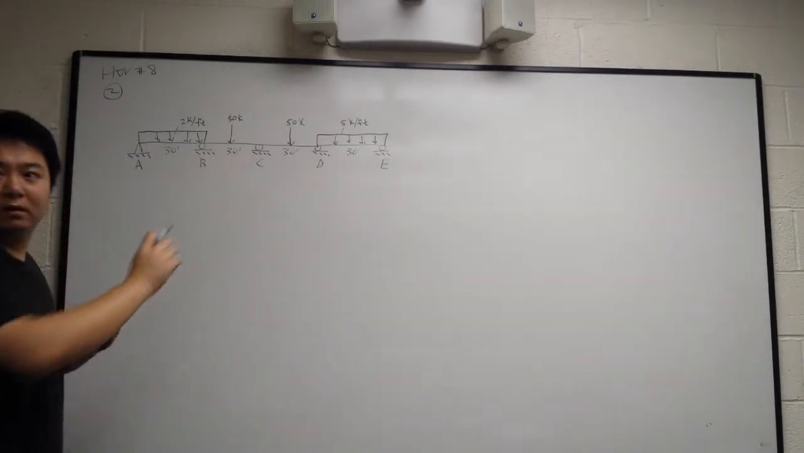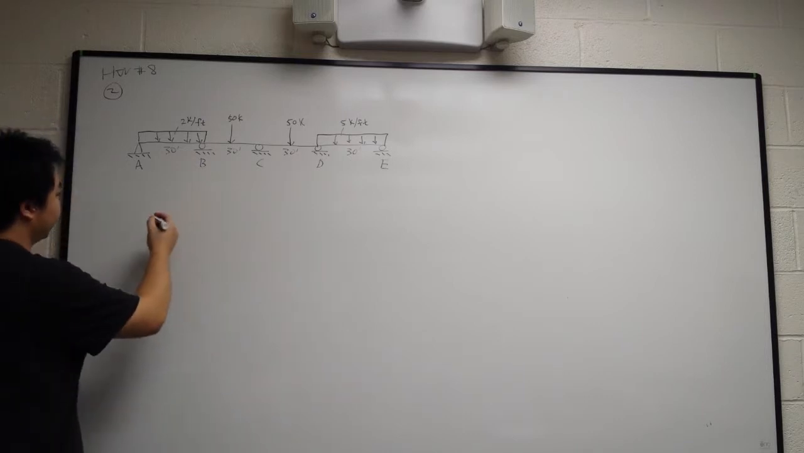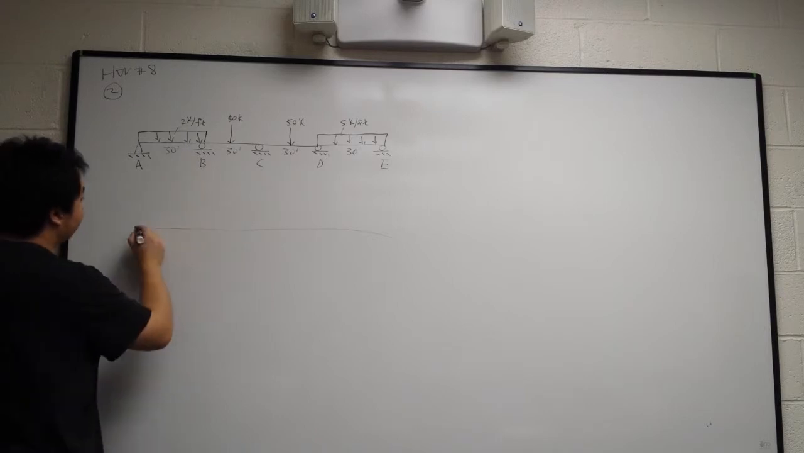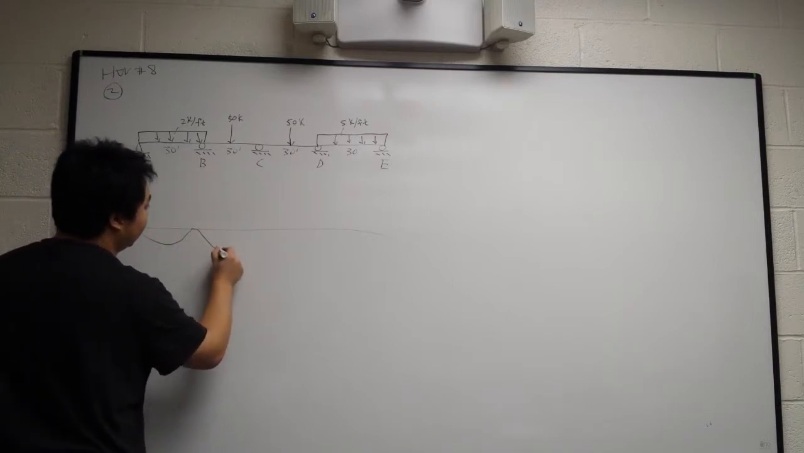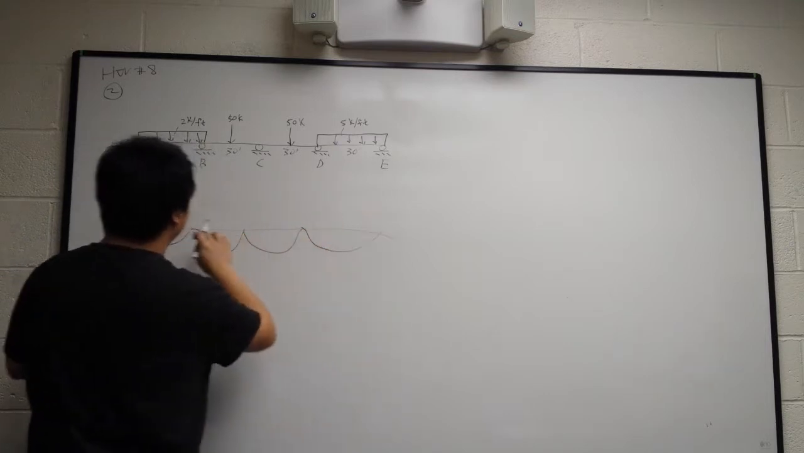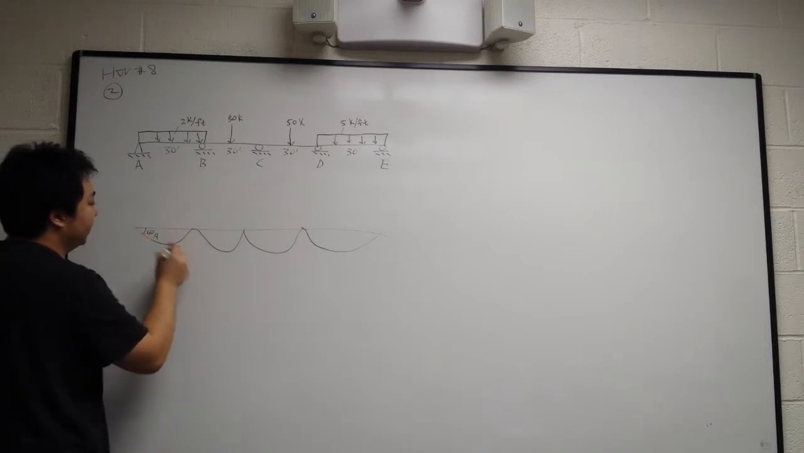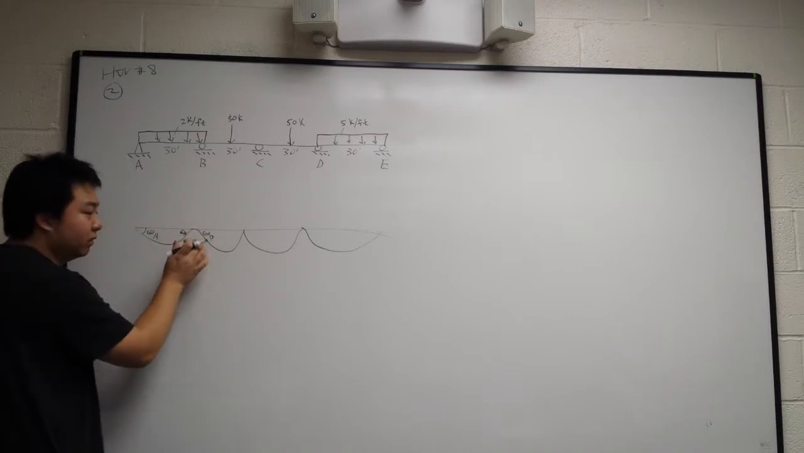Could you explain what degree of freedom is? Degree of freedom is, for example, you have a pin, this pin. You know this is gonna deflect like this. One, two, three. So you're gonna have delta A, delta B, they are equal.